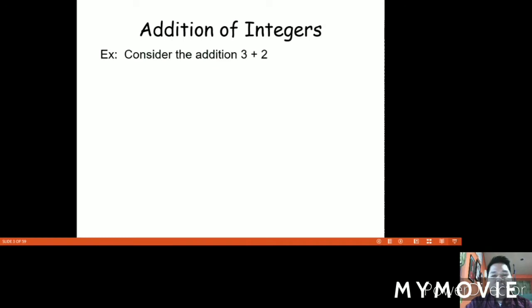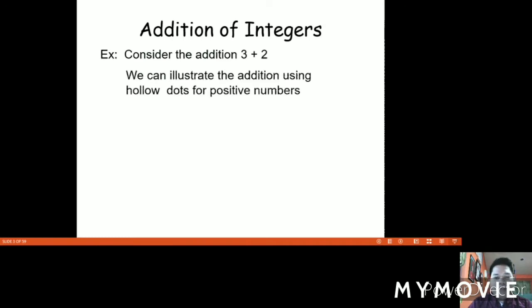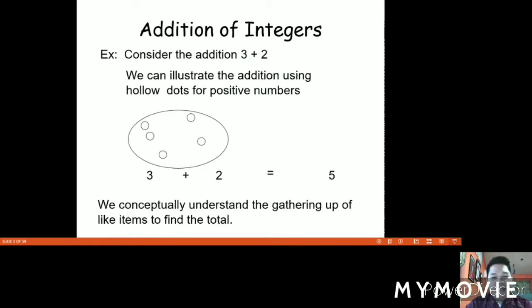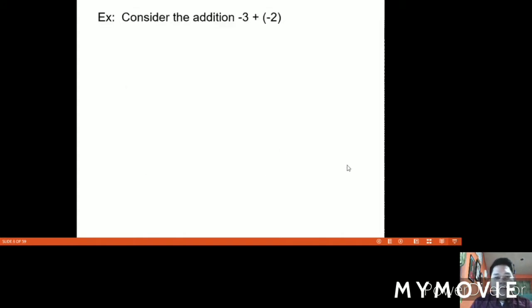Example, consider the addition 3 plus 2. We can illustrate the addition using hollow dots for positive numbers. So we have 3 hollow dots plus 2 is equal to 5. We conceptually understand the gathering up of like items to find the total.